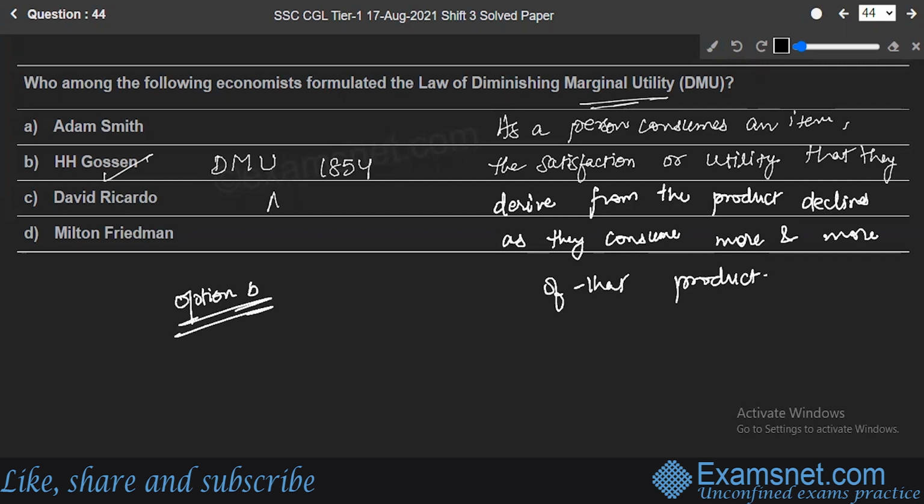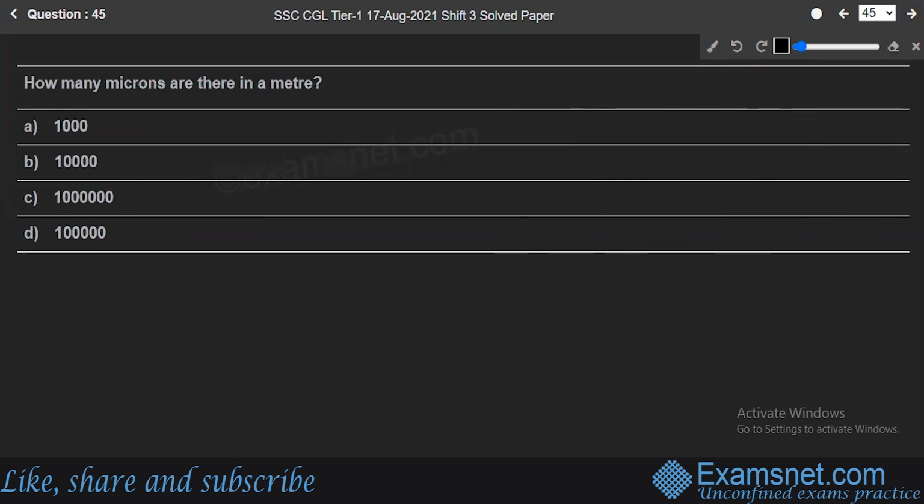Next question number 45. How many microns are there in a meter? Is it 1,000? Is it 10,000? Is it like 1, 2, 3, 4, 5, 6? Is it 1 million or is it 1 lakh? What is the correct answer to the question?